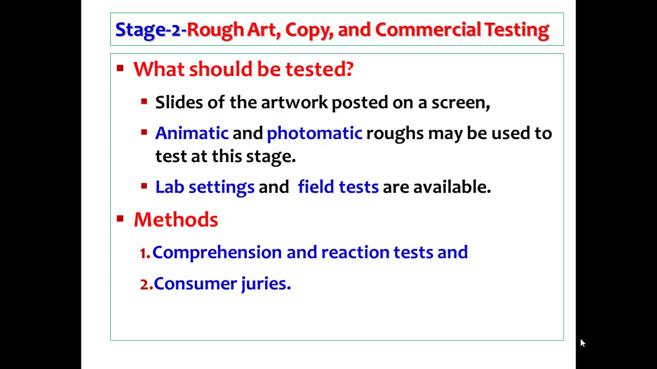Simply now we study or measure the effectiveness of the animatic outputs, which means the rough artworks or the photomatics might be tested. So in this case we have 2 broad methods here: comprehension and reaction tests, and the consumer juries method.